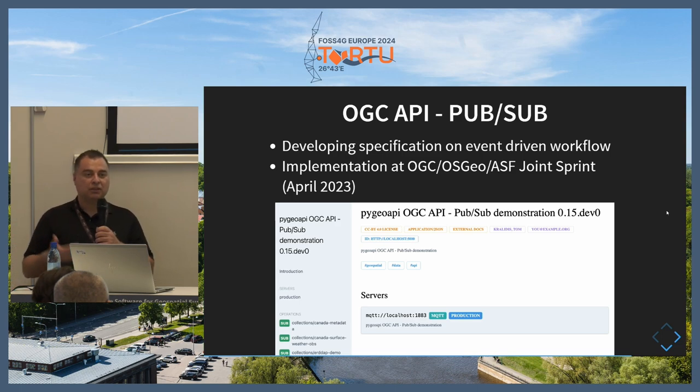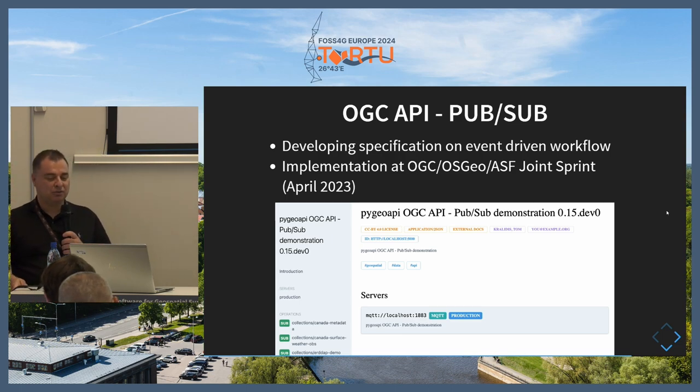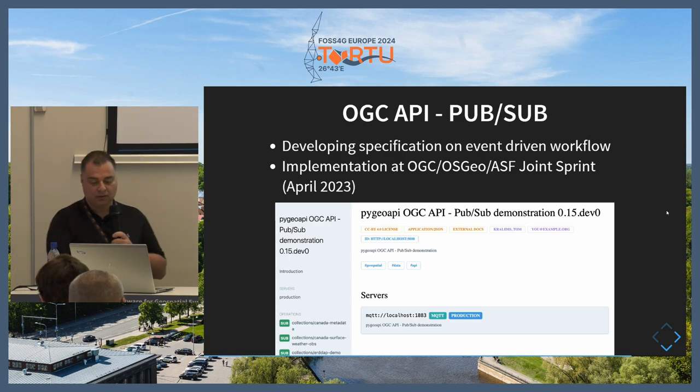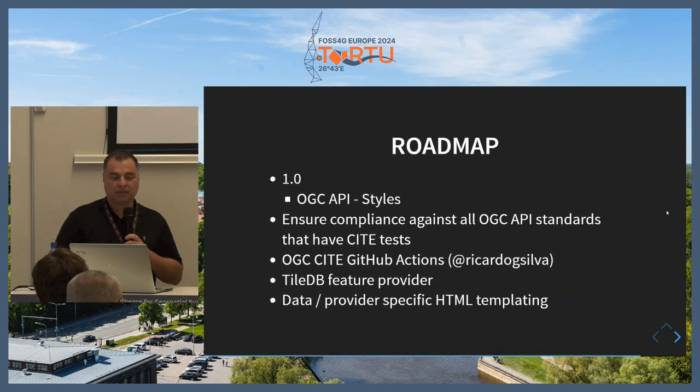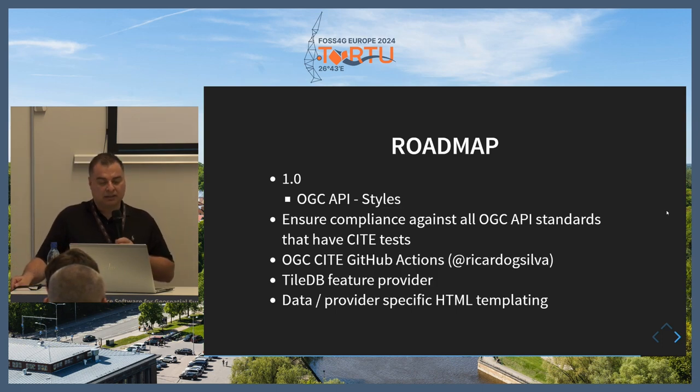This means you'll be able to deploy pygeoapi and have things like, every time a new feature is added, maybe send a message to a broker, in addition to accessing that data through classic HTTP RESTful design patterns. We do want to get to a 1.0 at some point. OGC API Styles is on our roadmap as well.